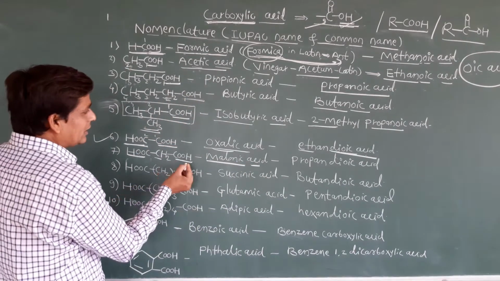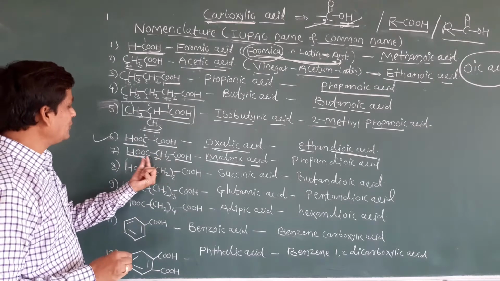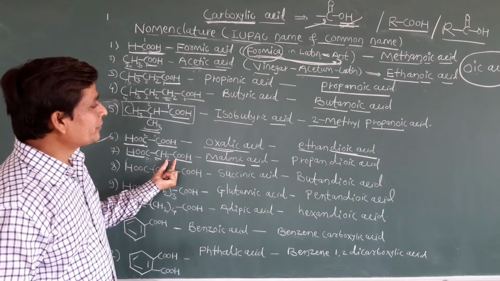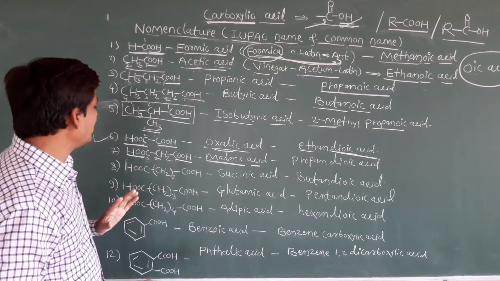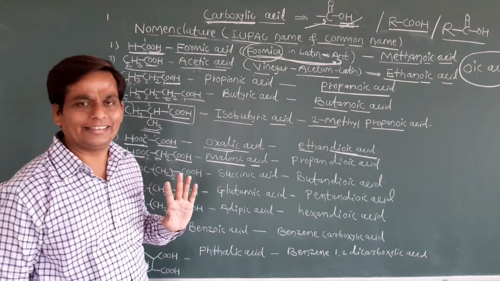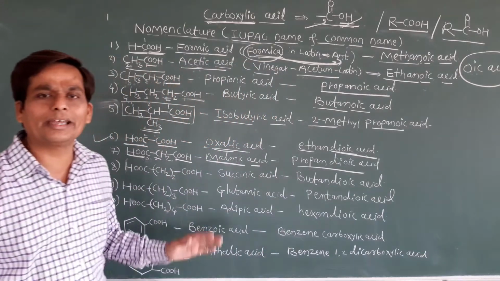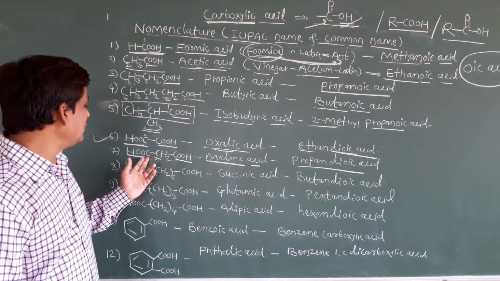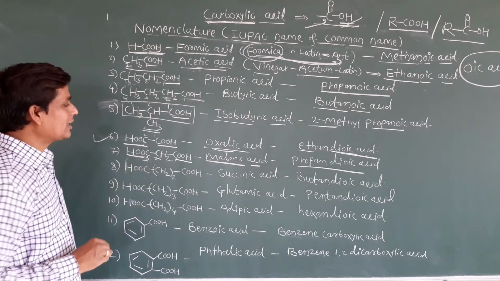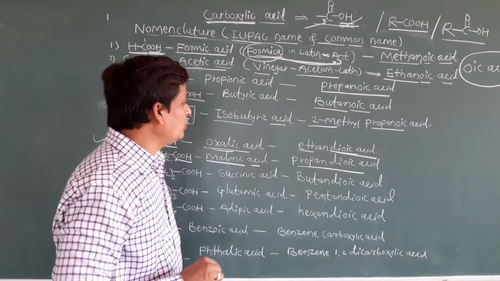So if you check the IUPAC name, 3 carbons means it is propane. But the first carbon and third carbon contain the carboxylic group, so we can say propane dioic acid, or we can write propane 1,3 dioic acid, because on the first carbon and third carbon the carboxylic group is attached. We say it is propane 1,3 dioic acid.